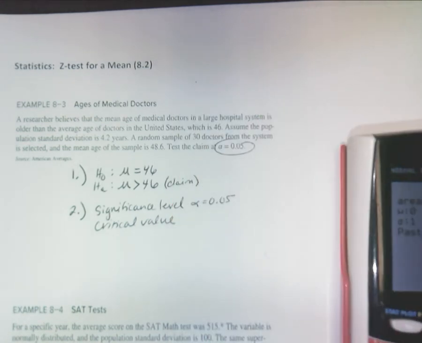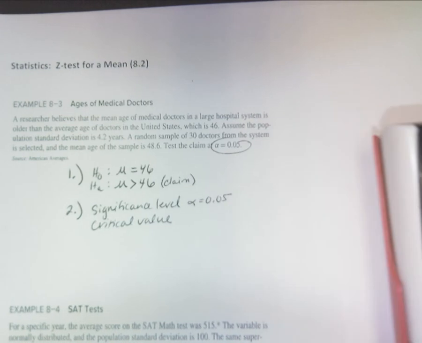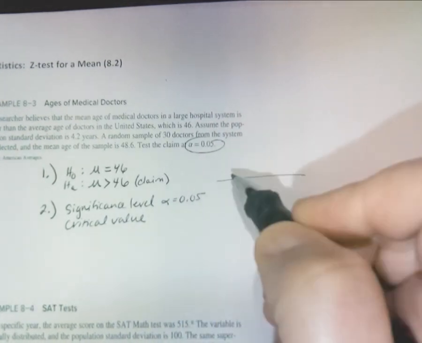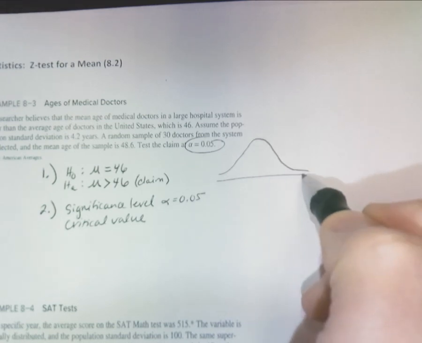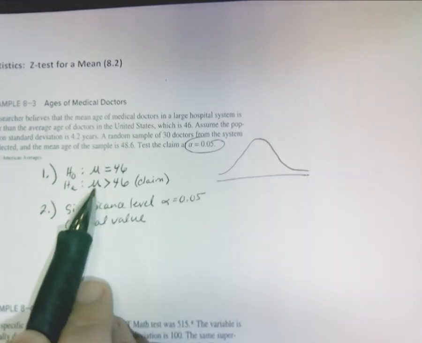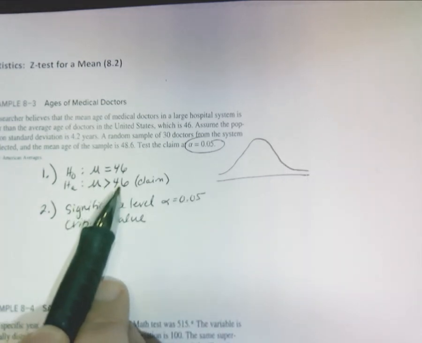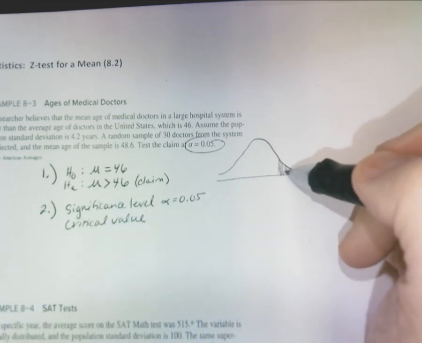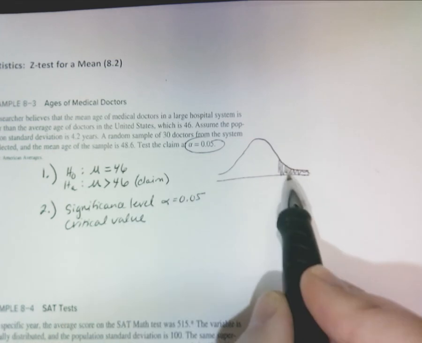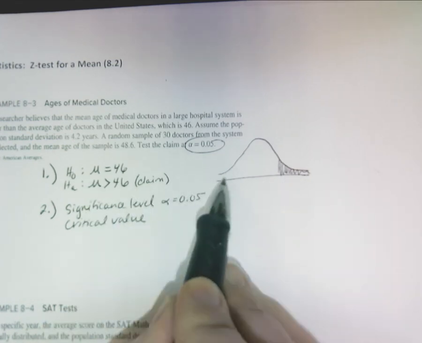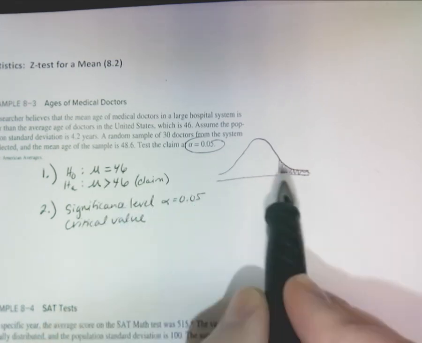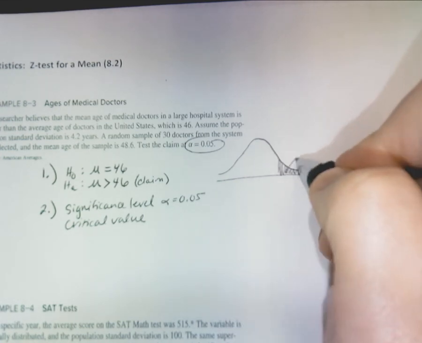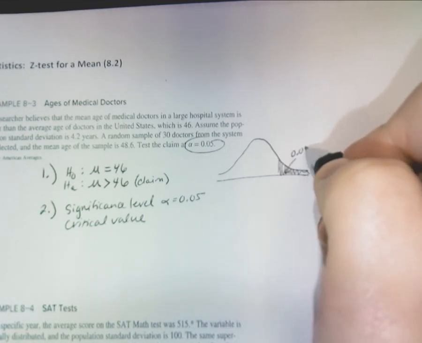Now, do we put in 0.05? Well, again, this depends on what kind of tail we're talking about. So let's just draw this out right here. If I want a mean that's greater than 46, that means I'm looking for the tail on the right. Greater, right. Less than, left. Not equal to would be both. So I want this area to be 0.05.